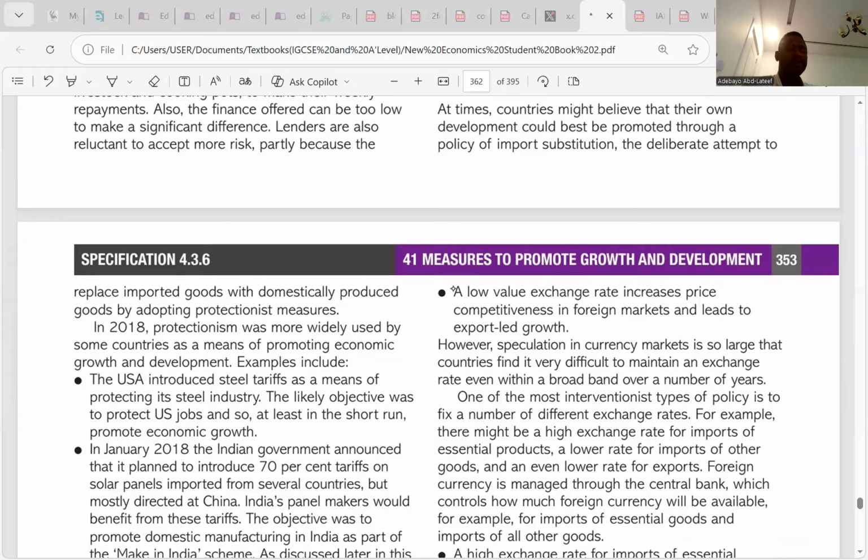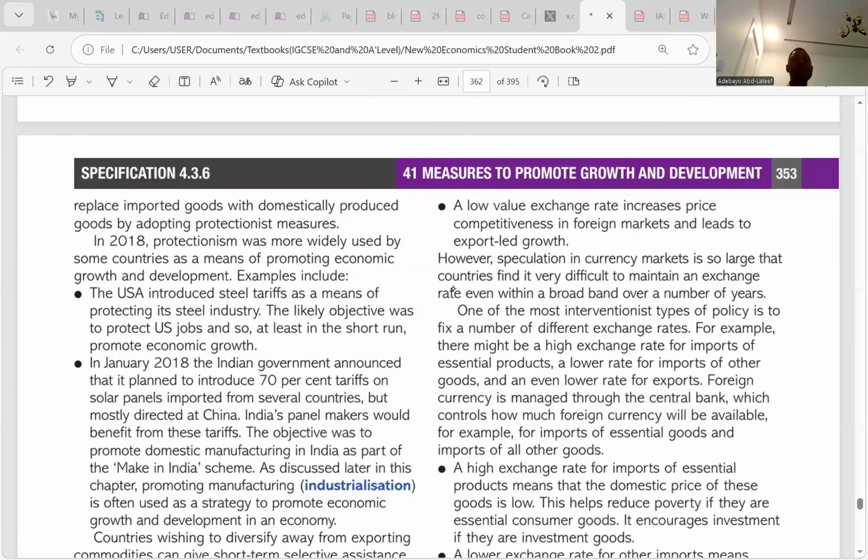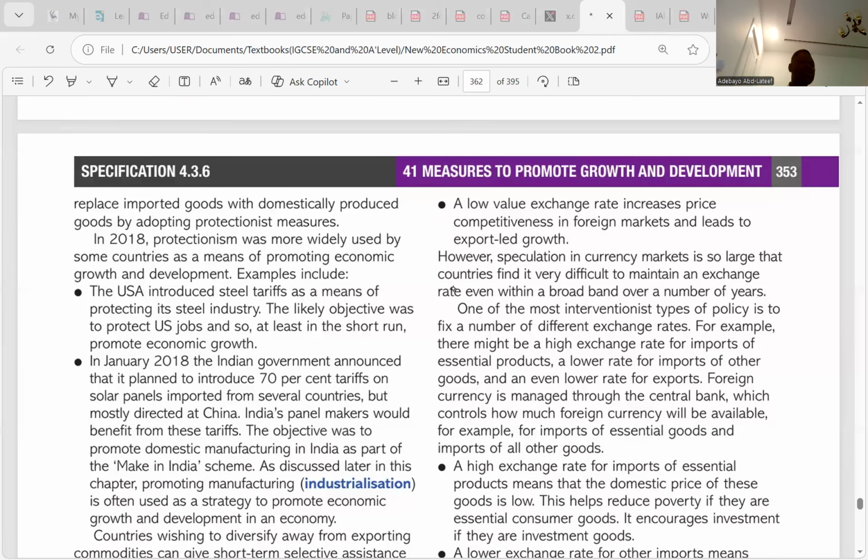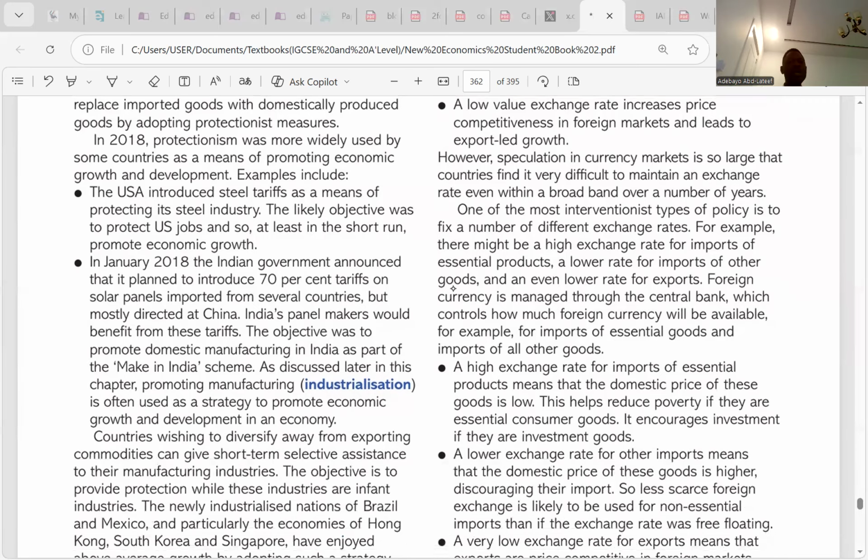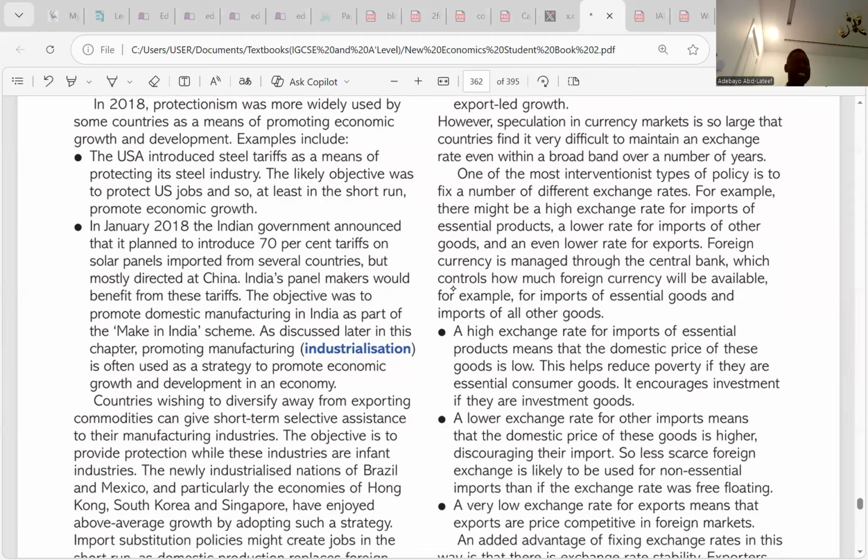In 2018, protectionism was more widely used by some countries as a means of promoting economic growth and development. For example, the USA introduced steel tariffs as a means of protecting its steel industry. The likely objective was to protect US jobs and so, at least in the short run, promote economic growth. Governments come up with protectionist policies because they want to protect their own industry, which means they want to encourage production in their own country. One way to do that is to introduce tariffs.